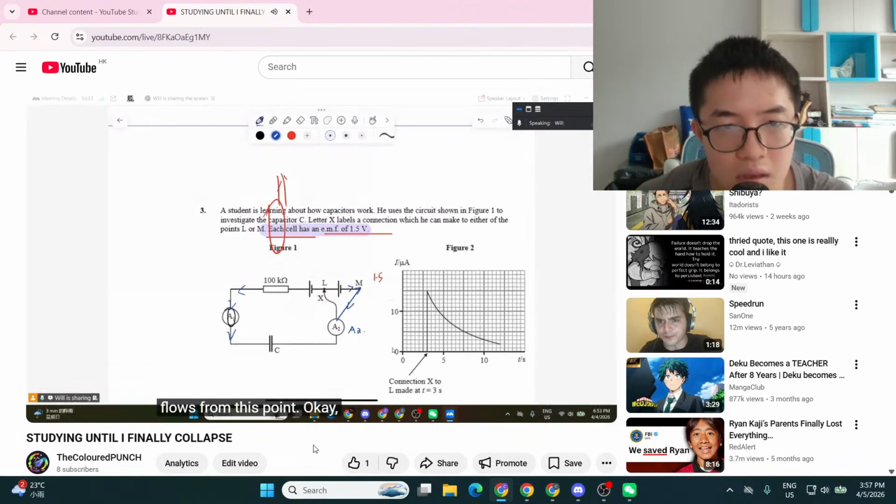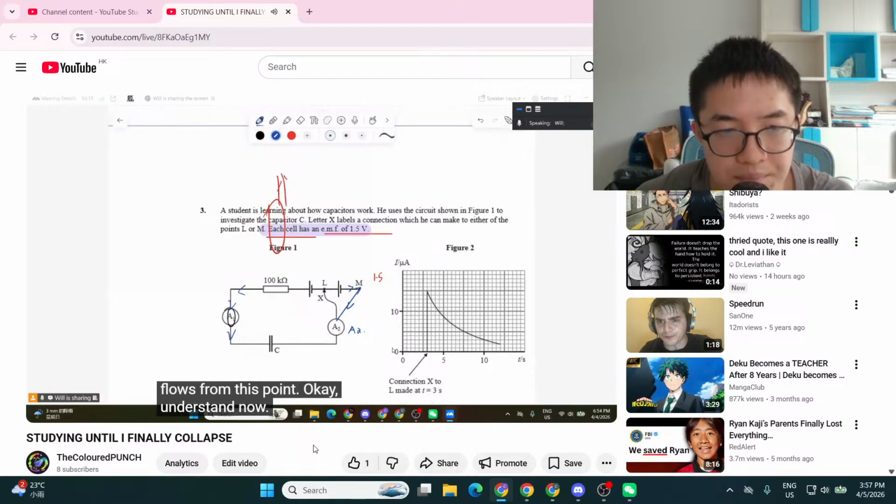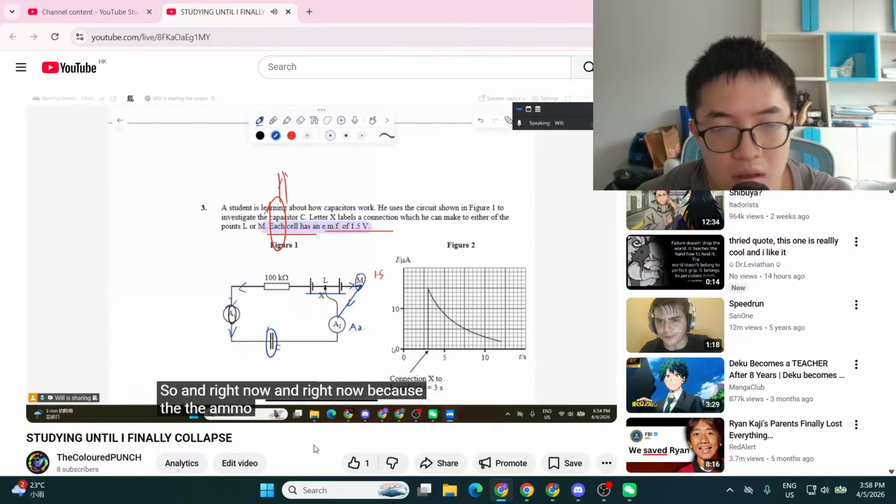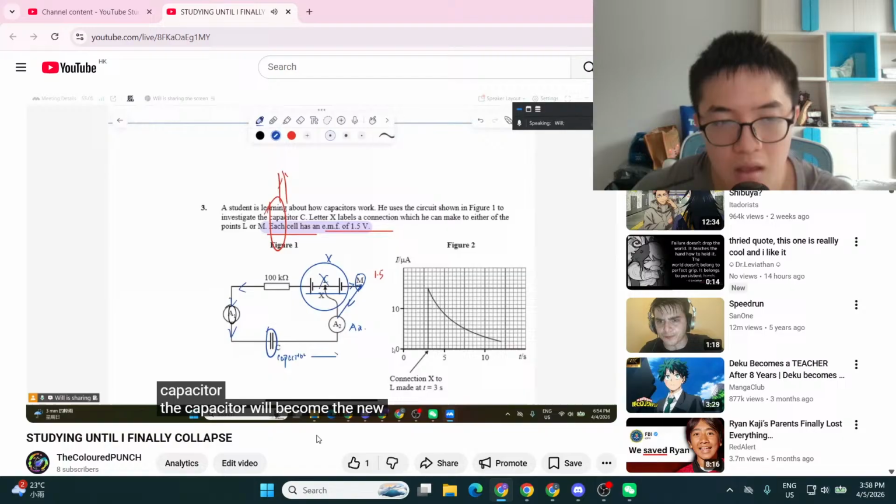Flows from this point. Okay, understand that? The direction of the battery didn't change. But if I connect another point from M, from point L, that creates a net voltage, right? Creates a net voltage. And right now, because the M is not a battery, because in the circuit there's no battery, this will be cancelled. If the point switches to the M from L, there's no battery right now, and the capacitor will become a new battery, okay.